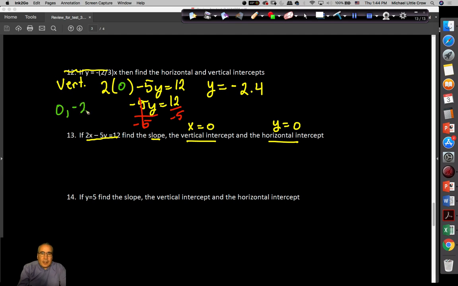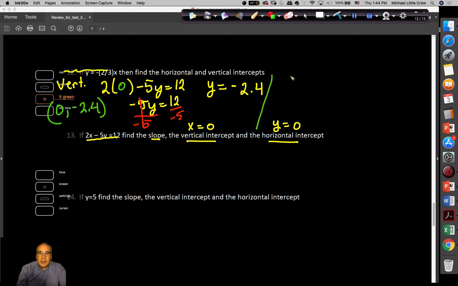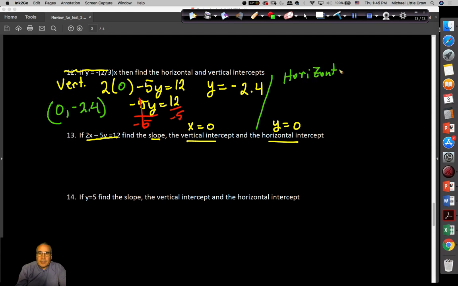0, negative 2.4. That's our vertical intercept. For the horizontal intercept, we're going to plug in 0 for y. So we're going to have 2x minus 5, and for the y we're going to plug 0. That needs to be equal to 12. Negative 5 times 0 is 0, so we're left with 2x equals 12.